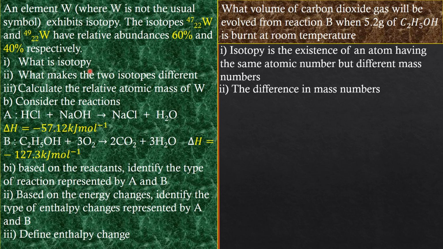Then Roman 3 is saying to calculate the relative atomic mass of W. To do that, all we have to do is take the mass of the first, multiply by its percentage composition, plus the mass of the second multiplied by its own percentage composition, everything divided by 100, and we sum the two results. So we have 47 times 60, which is the percentage, plus 49 times 40, all over 100. If you sum that up, we are going to have 47.8, guys.